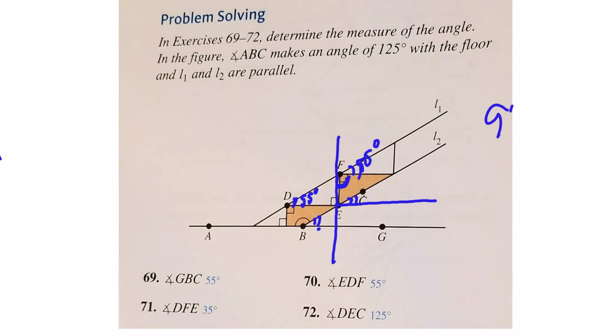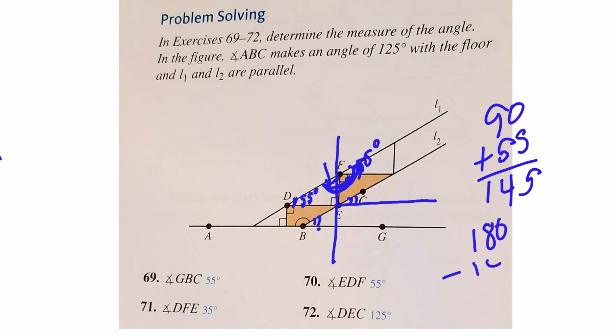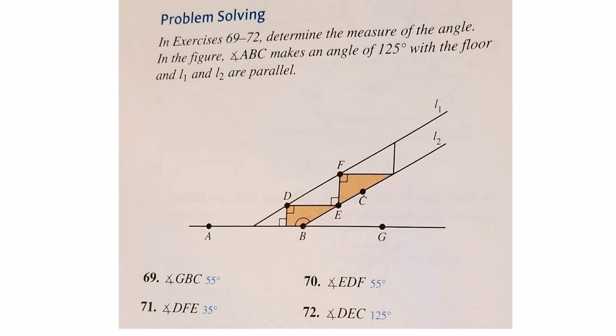So we have 90 plus 55, which is 145. And then again, remember that equals 180. So 180 minus 145 is going to give us the angle we were looking for, which is going to be 35 degrees. So again, more than one way to figure out an angle here. So let me clear all that. All right, last one is 72. So 69, 70, 71, and 72.